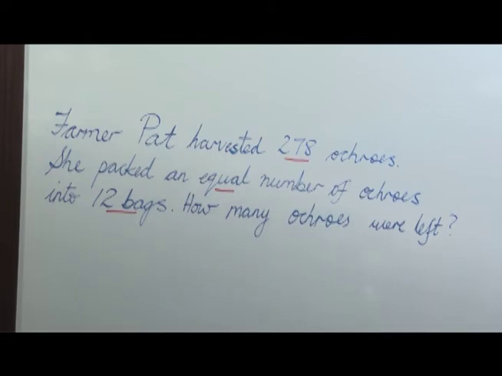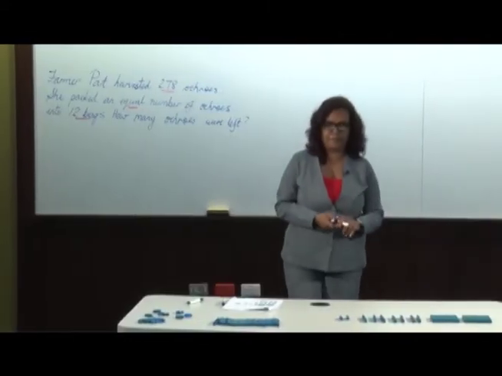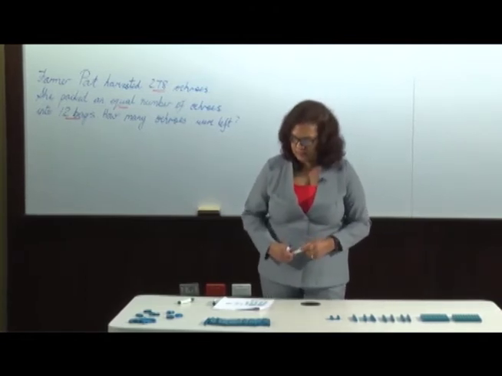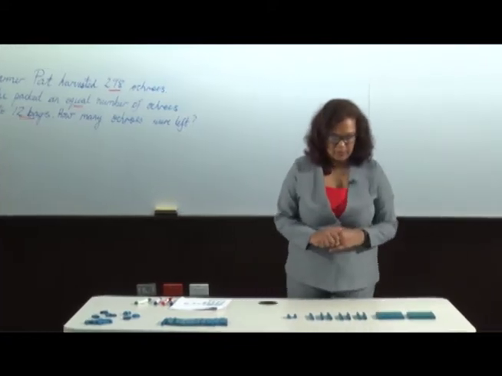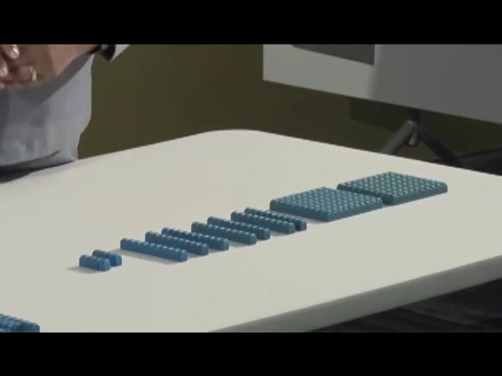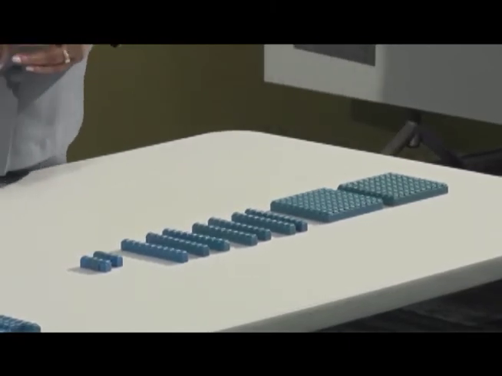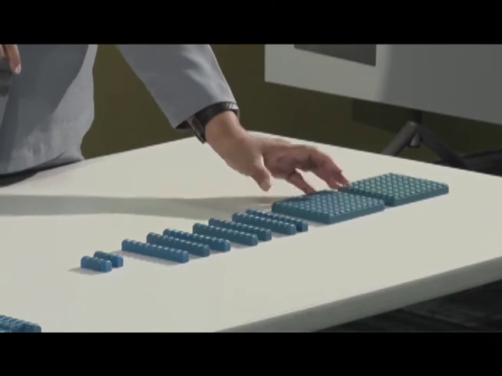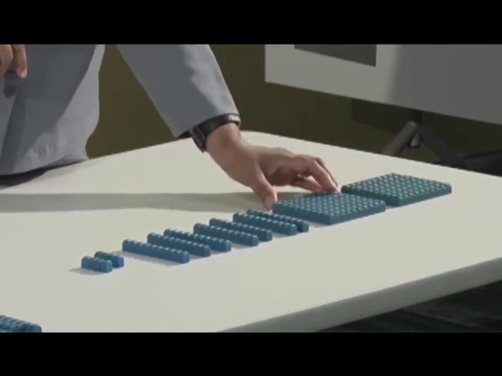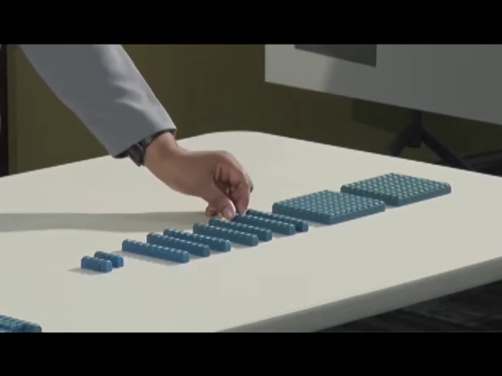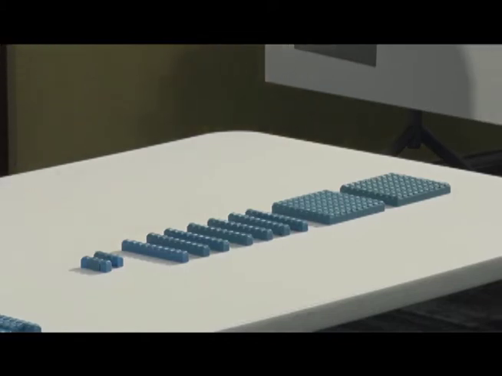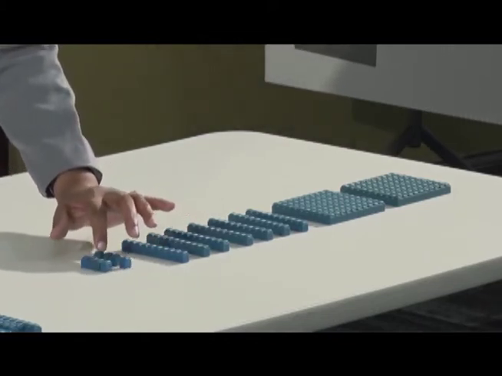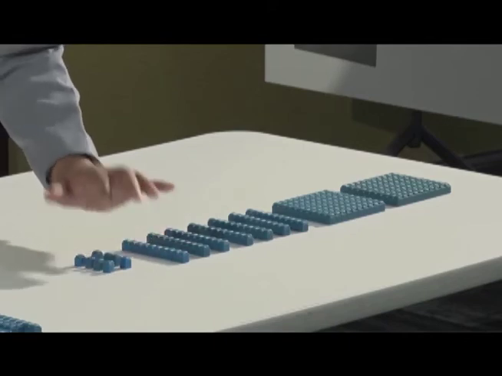So the first thing we are going to do is to model our problem. And we are going to use our base 10 materials to do that. So here I have the number 278 represented with our base 10 materials. So 200, I have 2 flats. Our 7 tens of 70, we have 7 rods. And our 8 is represented by our units.